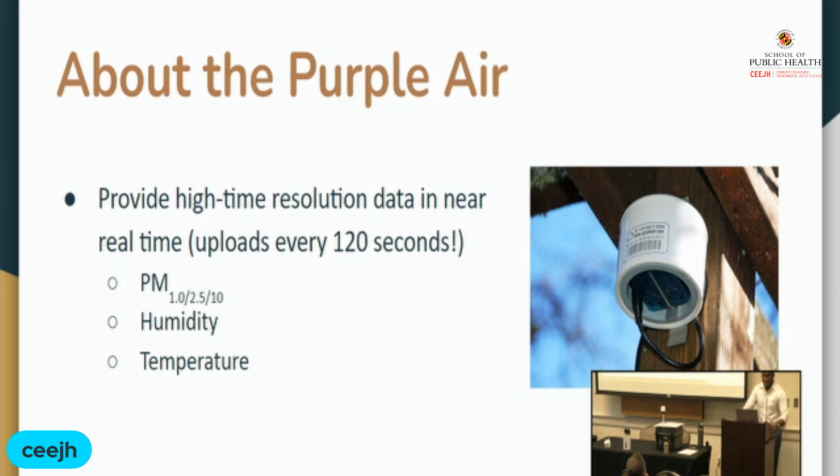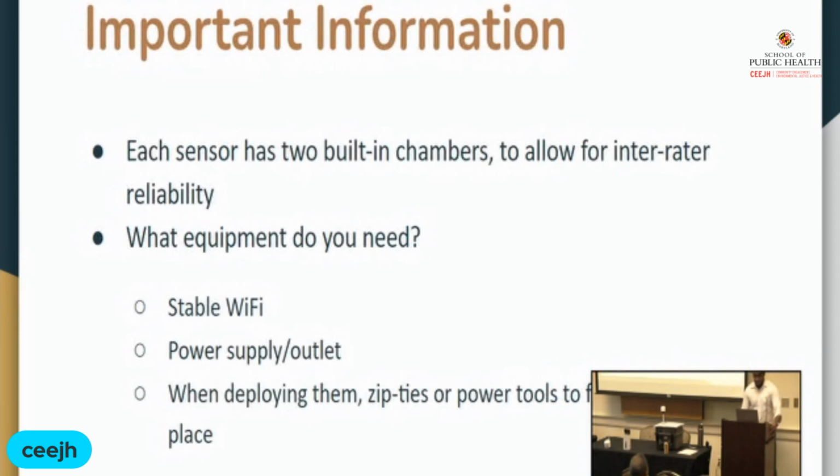Additionally, these monitors, the Purple Airs, also measure humidity and temperature. And with urban heat islands, with global warming patterns, you can really get into the intersectionality of heat, pollution, and public health. Each of these monitors actually has two built-in chambers on the underbelly, and this is done for inter-rater reliability. So I can go ahead and pass this around.